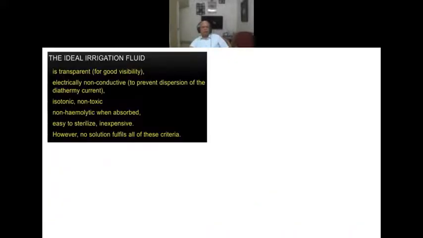The ideal irrigating fluid. This is another common question in the examination. They ask you what are the features of ideal irrigation fluid. It should be transparent for good visibility for the surgeon, and it should be electrically non-conductive to prevent dispersion of the current. It should be isotonic, non-toxic. It should not cause hemolysis, and it should be sterile and inexpensive. And ultimately, there is no such fluid available.